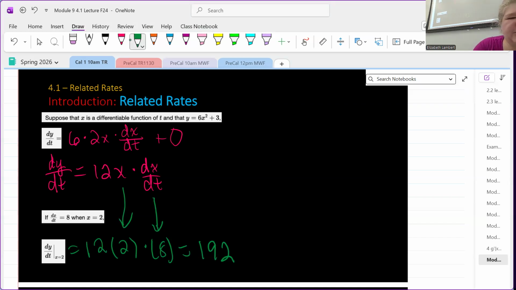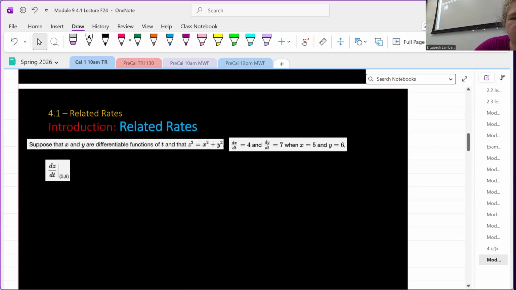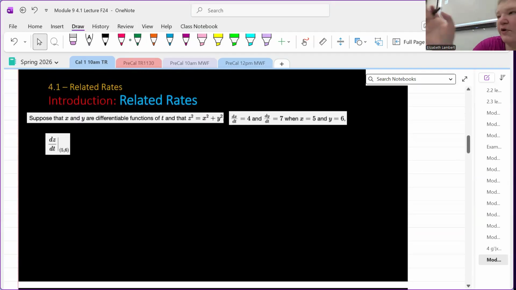So if they give us the function, we can take the derivative. We just have to remember our chain rule everywhere, putting the derivative, the dt, it's typically with respect to time. We call this related rates because these are quantities that change per some unit in time. Go for it.